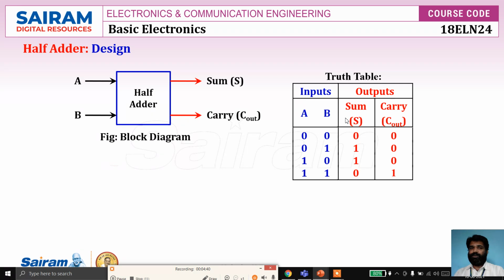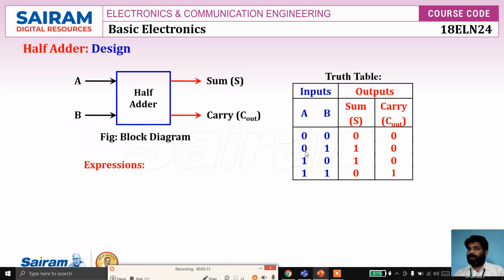Next is the expression from the truth table. That expression is also called the switching equation. When writing the expression, we need to write expressions for the outputs, that means for sum and carry. We consider output 1 and the corresponding input combination. For each 1, we write the product term.